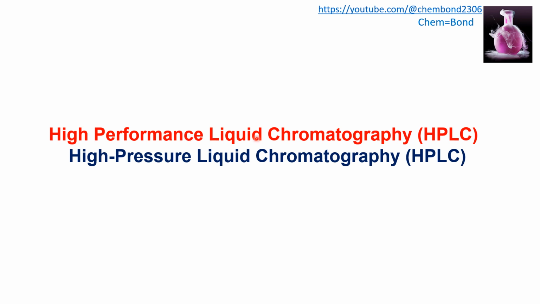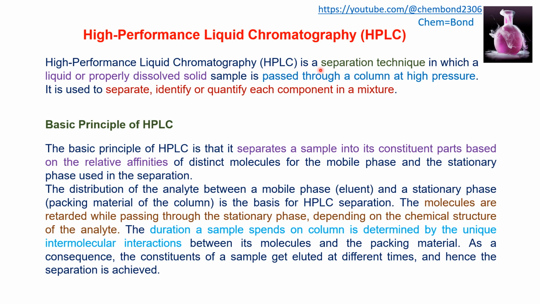High performance liquid chromatography, HPLC, is also known as high pressure liquid chromatography. High performance liquid chromatography is a separation technique in which a liquid or properly dissolved solid sample is passed through a column at high pressure. So a solute molecule will pass through a column, and for it to pass through a column, high pressure is required. So this is also known as high pressure liquid chromatography.